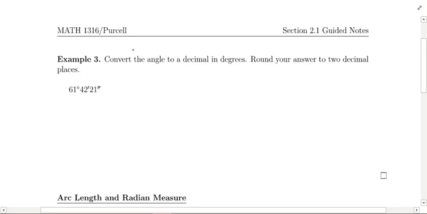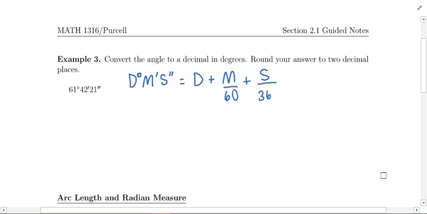Okay, so we know that if we are given something in degrees, minutes, and seconds, to convert it back to decimal degrees, D is going to be the number of degrees. We're going to add to that the number of minutes divided by 60, and then we're going to add to that the number of seconds divided by 3600. Okay, so let's do this.